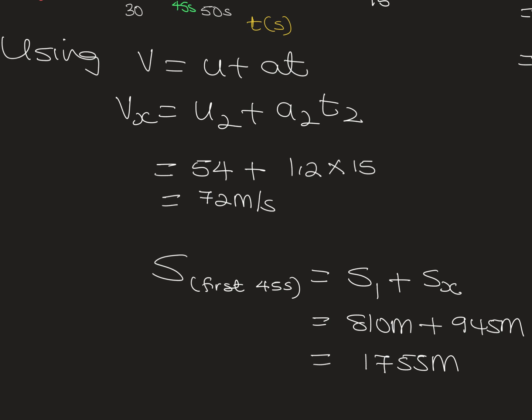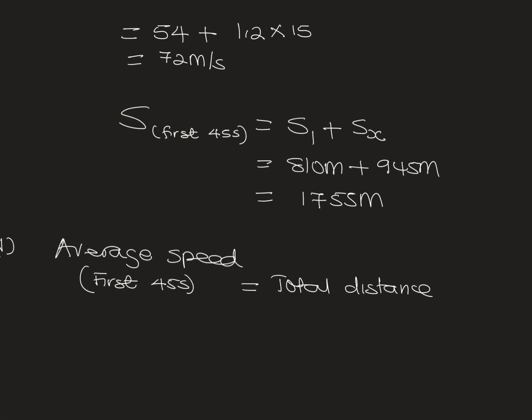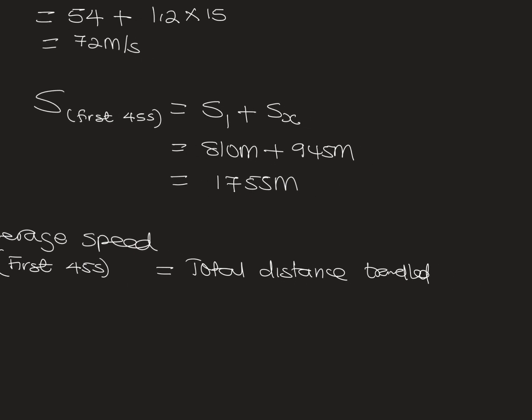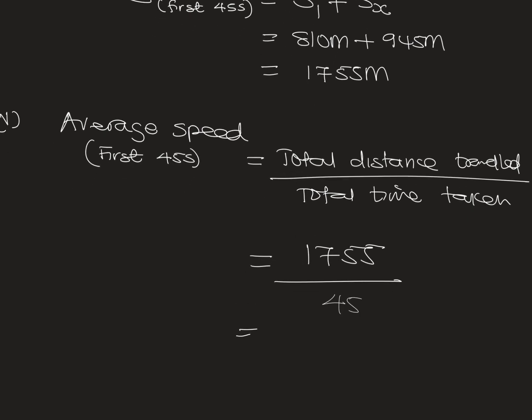Okay, and question 5 is asking us to find the average speed for the first 45 seconds. So that will be the total distance traveled in the first 45 seconds divided by the total time taken in the first 45 seconds. So the total distance traveled is 1,755, divided by the total time taken, which will be 45 seconds. So 1,755 divided by 45 is 39 meters per second.